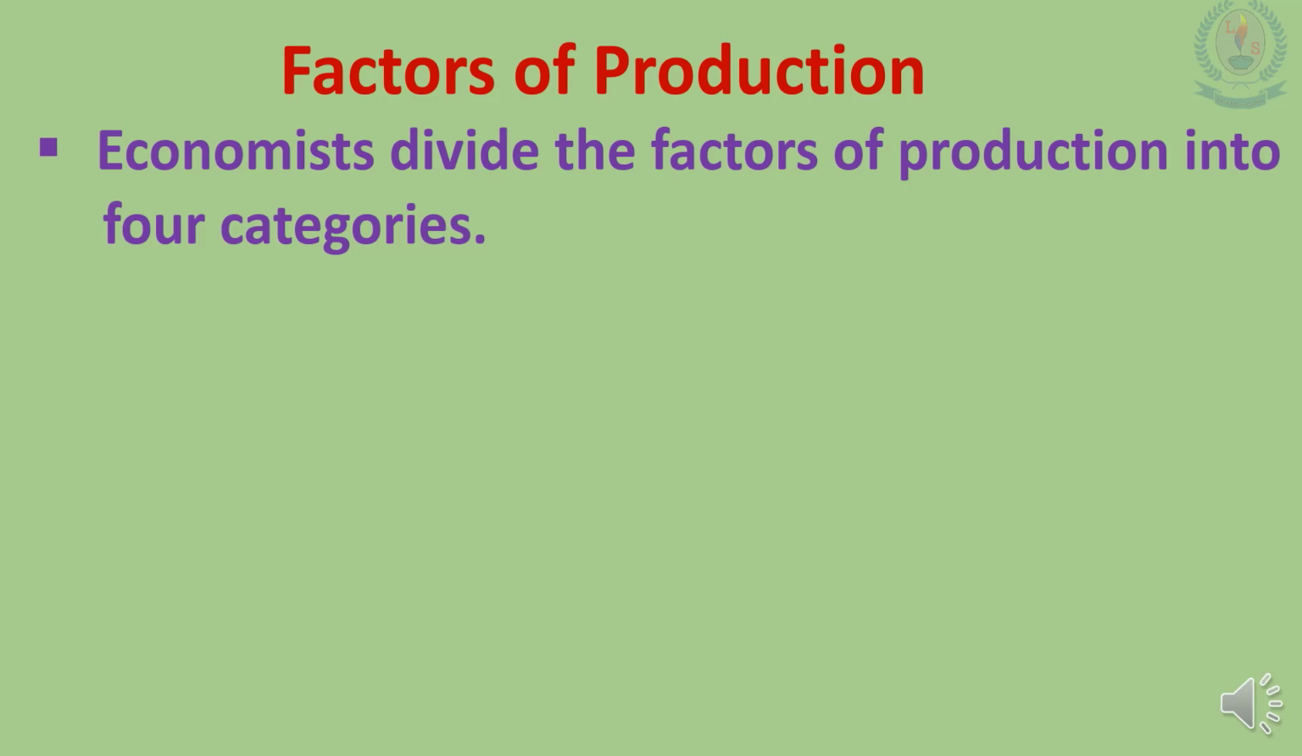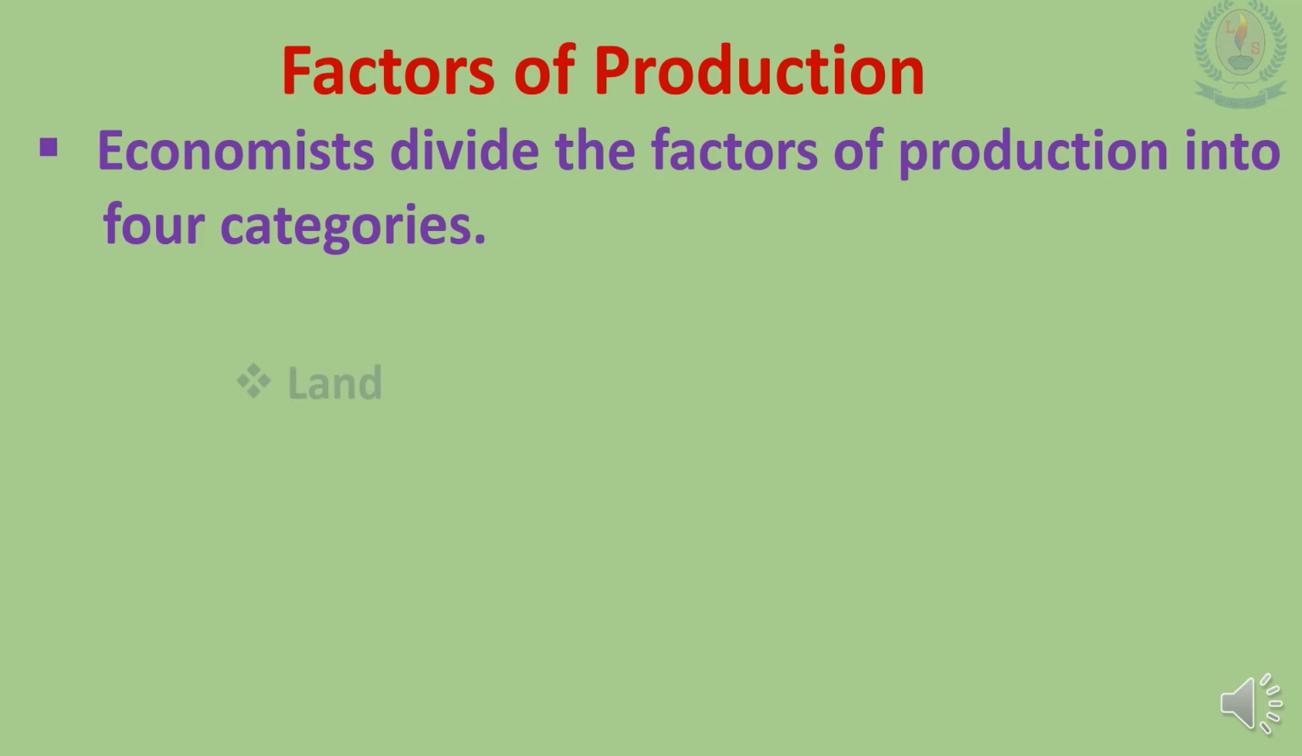The factors of production are resources that are the building blocks of the economy. They are what people use to produce goods and services. That's why I said economists divide the factors of production into 4 categories.